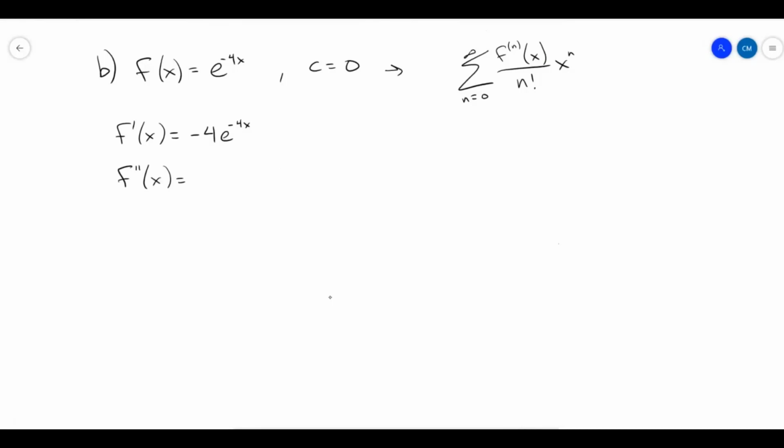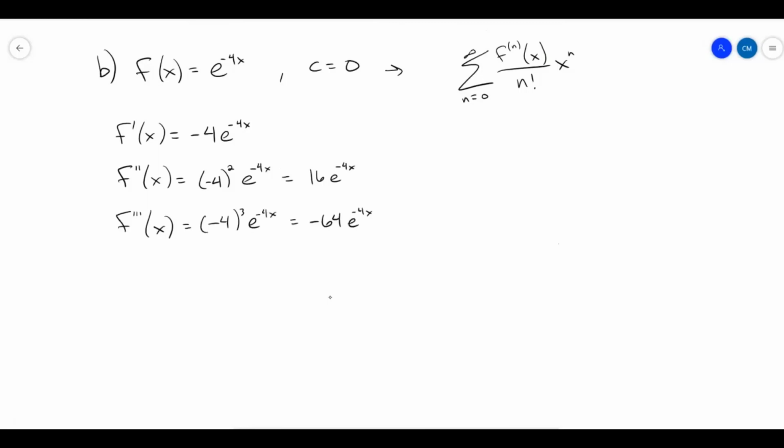I'm just going to keep adding another -4, multiplying by another -4, right? So we get -4 squared. Or if you want to, you could write it like 16, however you want to do it. In fact, that might even be better, because there you can see the alternating nature of it. And the third derivative, we're going to have -4 cubed, and that's going to give us -64.